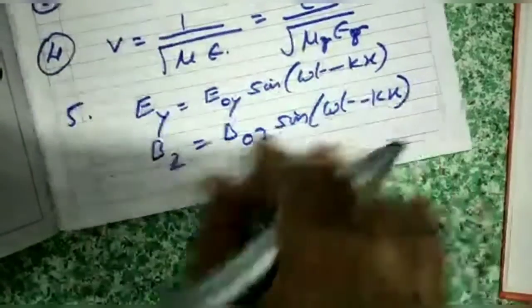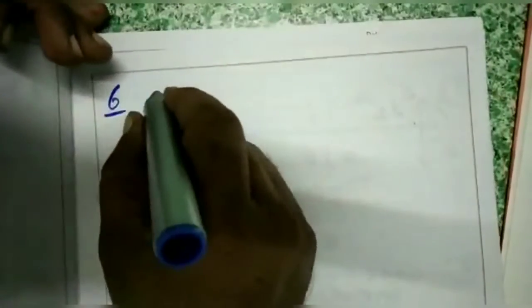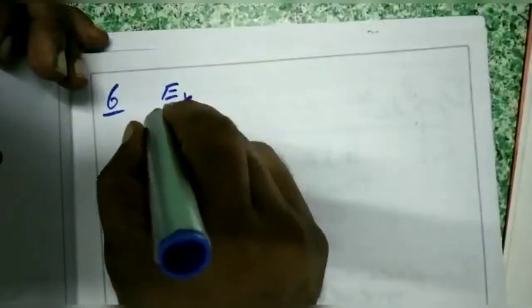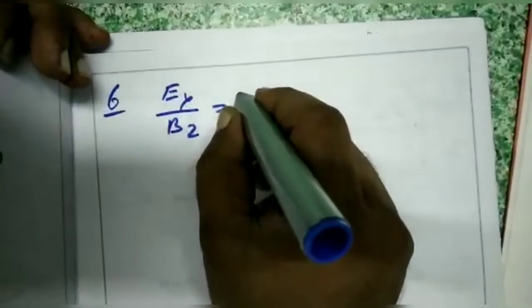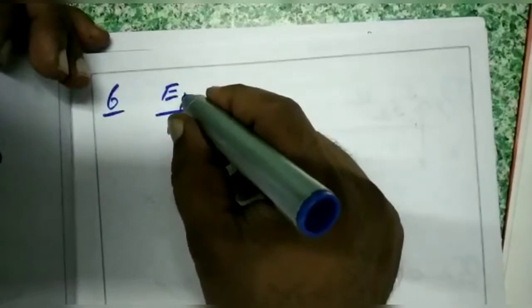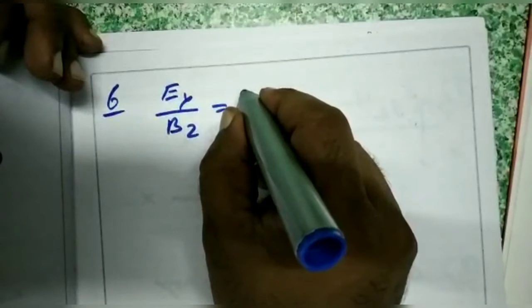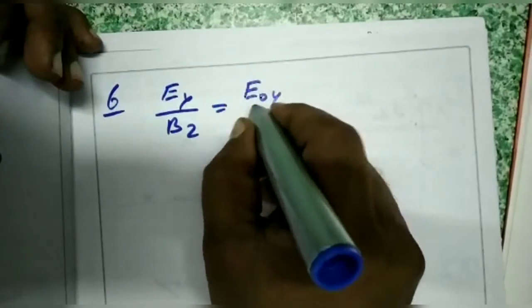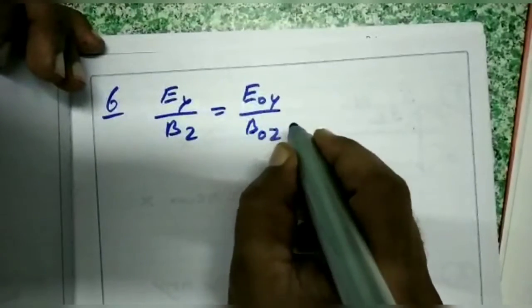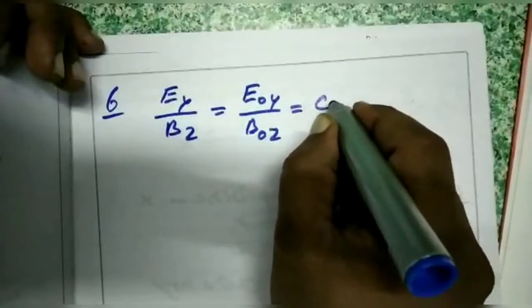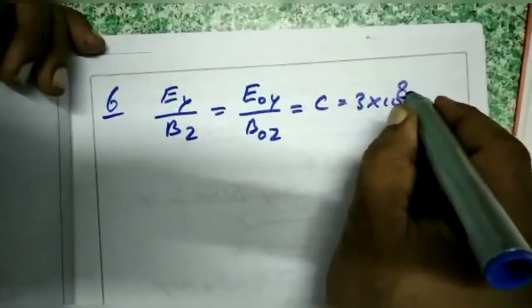Next property is the ratio of electric field to magnetic field. The ratio of the electric field to the magnetic field at any instant, Ey to Bz, is similarly, not only for instantaneous fields, the ratio of the amplitude values E0y to B0z. This ratio is equal to the light speed c, which is 3 into 10 power 8.